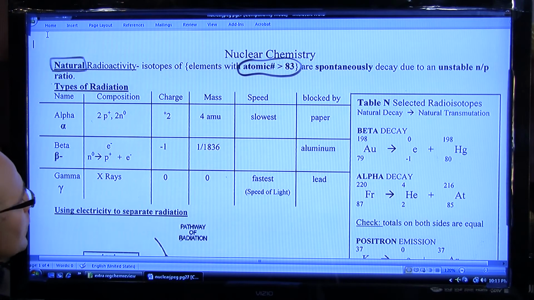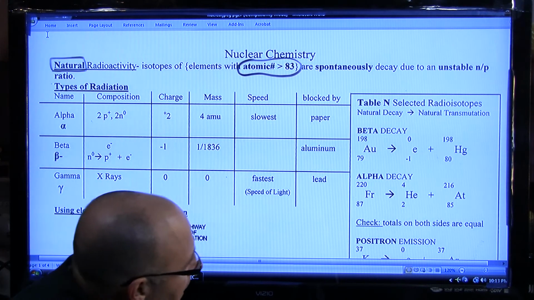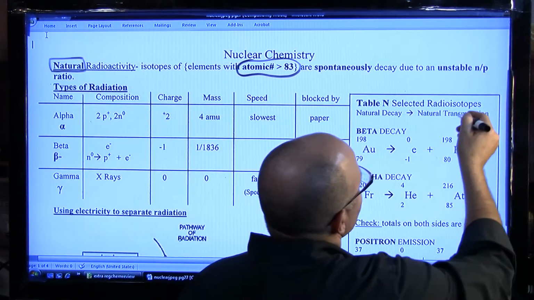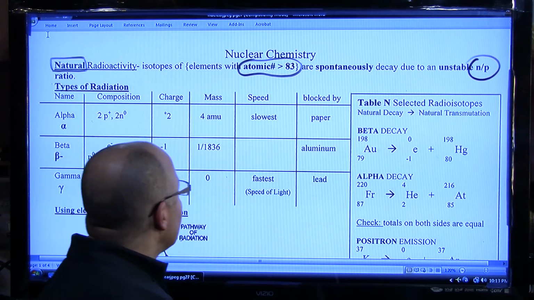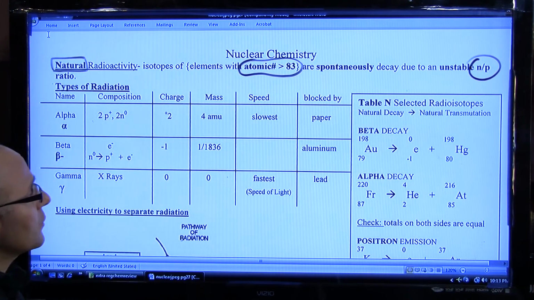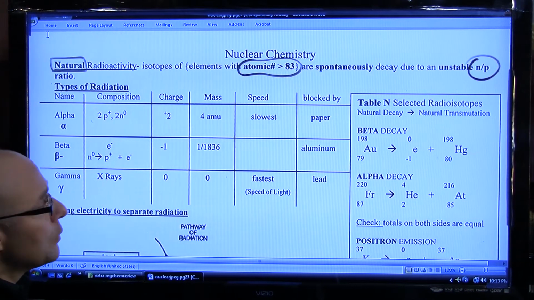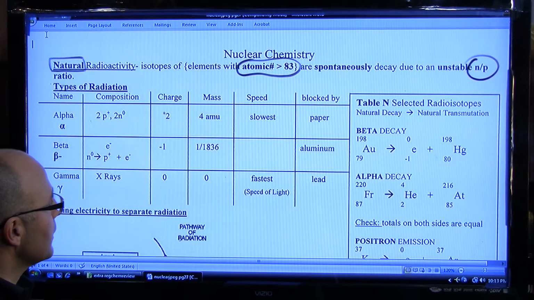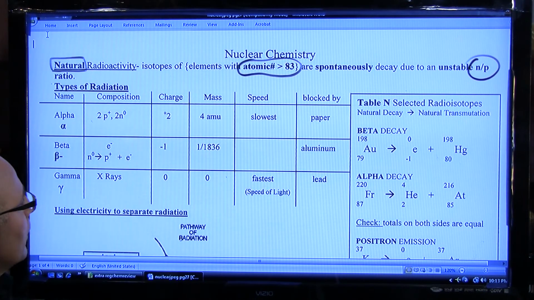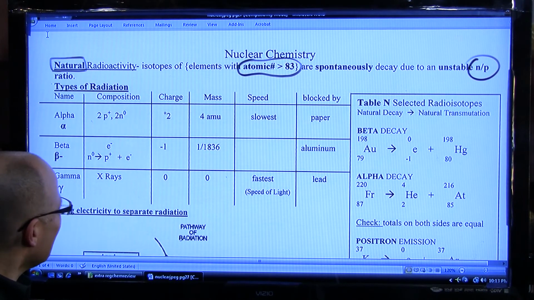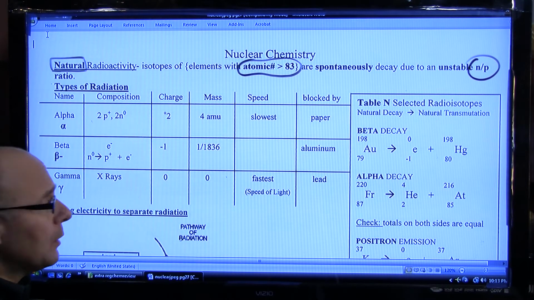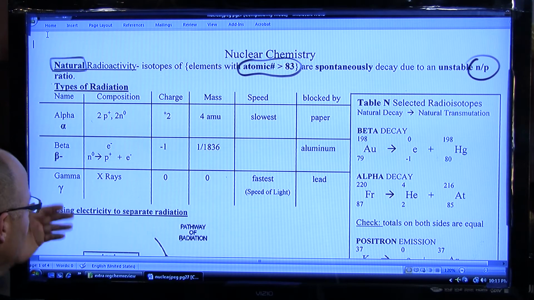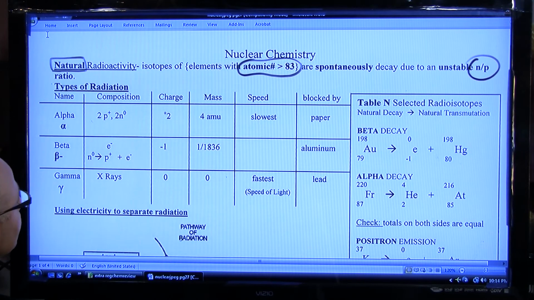And the reason why they decay spontaneously is because they have an unstable neutron to proton ratio. So for that reason, radioactivity is also referred to as nuclear disintegration, since the nucleus is made up of neutrons and protons. And this unstable ratio is what makes the nuclei break down and give off these particles and rays.